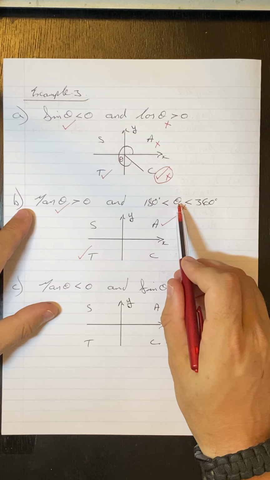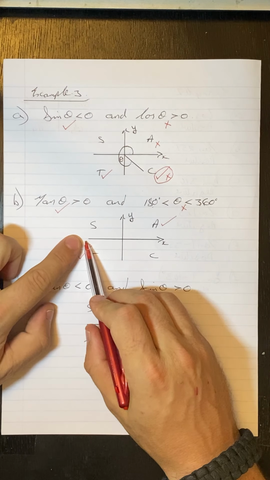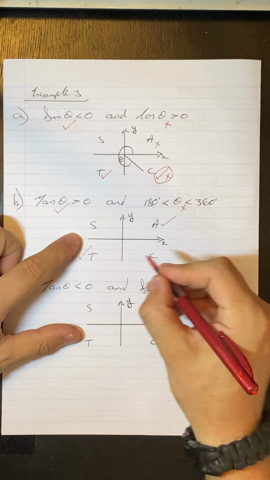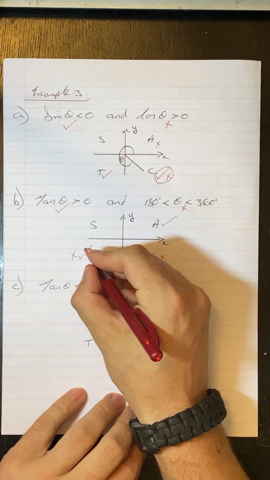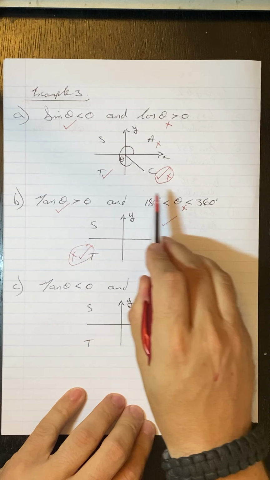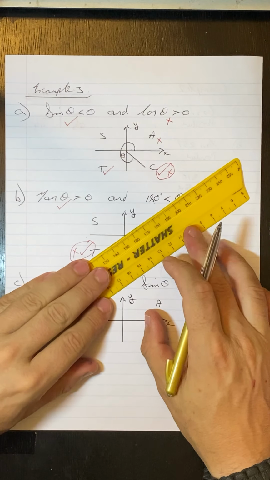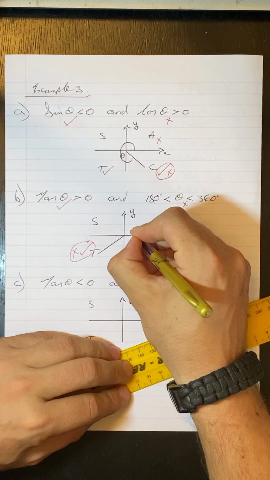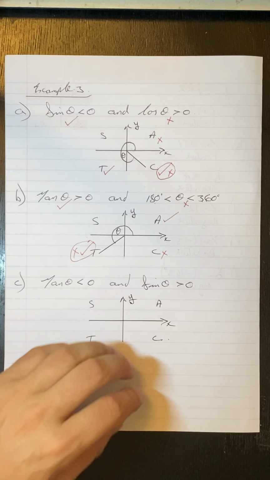Now they're saying theta must lie between 180 and 360. Well, here's 180, 270, 360. So it must satisfy those two quadrants there. They both agree here, that and that both agree there. So I know that my angle must lie somewhere in this quadrant over here. And this will be our angle theta. Moving on to the last one.